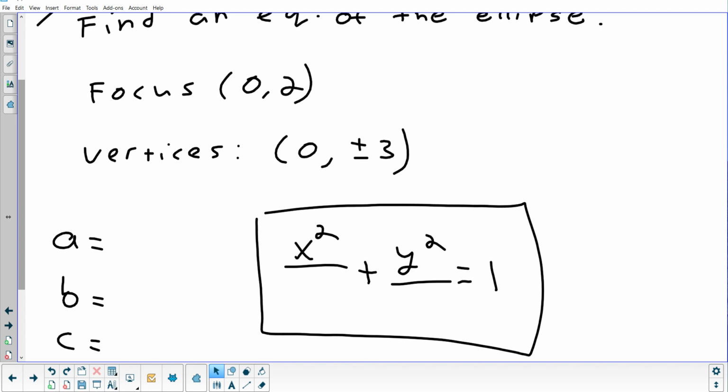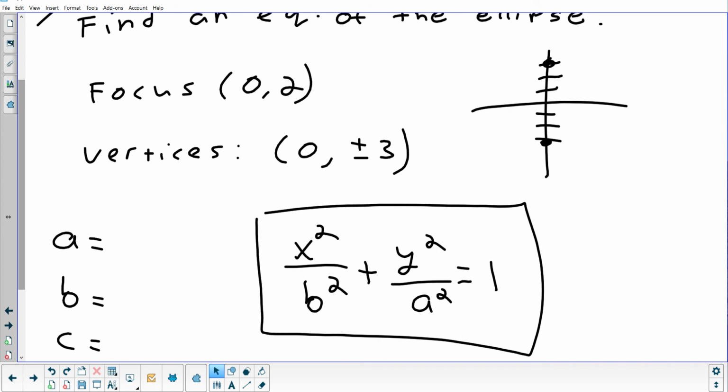All right. Figure out which way these points are lining up, vertical or horizontal. I think you can tell they're going to be vertical. Your vertices are up 3, down 3. The foci are up 2, down 2. So everything's going to line up vertical, which means whatever you get when you get A, what letter is it going to go under? Y. It's going to go under the Y. There's your equation.